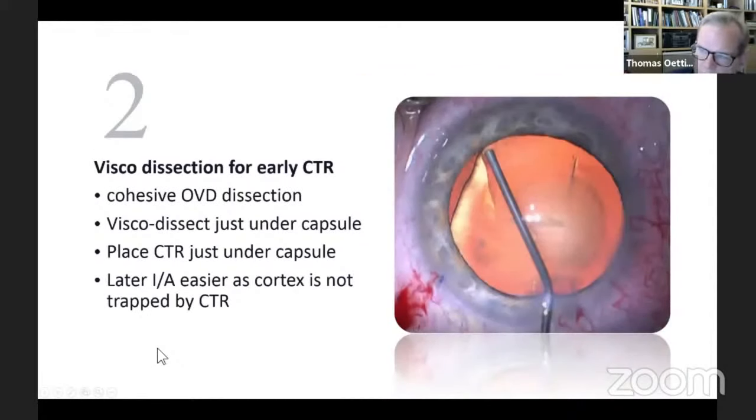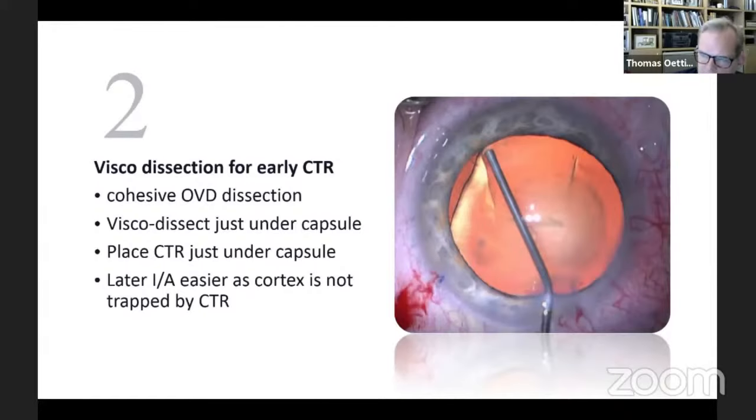So the second tip I want to emphasize is that when you're doing viscodissection for an early capsular tension ring, in other words, a capsular tension ring that you're placing when you still have lens material in place, you want to make sure that you don't trap cortical material with the capsular tension ring. And this can be a tricky problem, particularly if you use a standard capsular tension ring as opposed to one like the Henderson ring, which has little wavelets in it. So a standard capsular tension ring can trap cortical material.